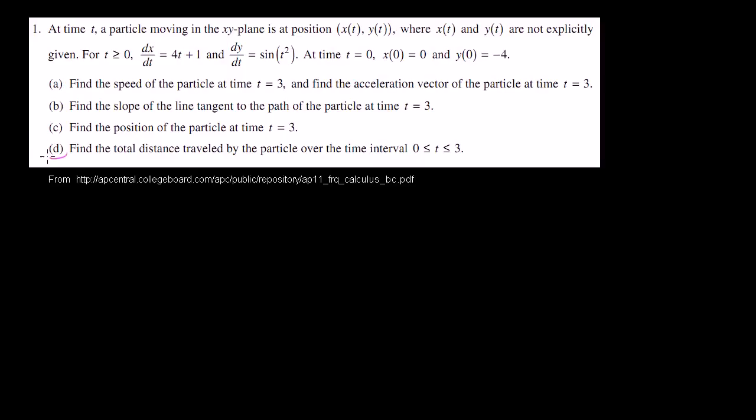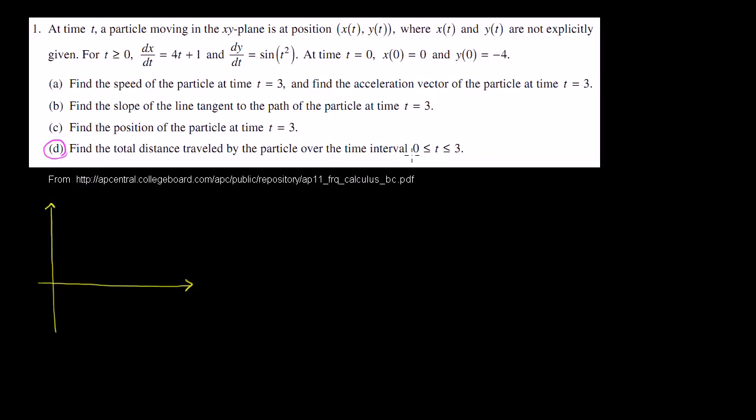Part D. Find the total distance traveled by the particle over the time interval between time t equals 0 and t equals 3, or 0 is less than or equal to t is less than or equal to 3. So let's draw some axes here to just make sure, and you wouldn't obviously have to do this if you were doing it under time pressure during the actual AP exam, but my point here is to make sure that we all are understanding what's going on.